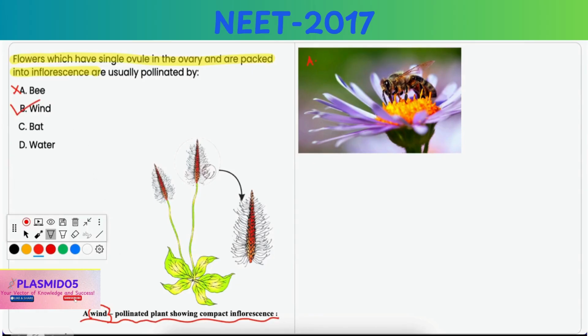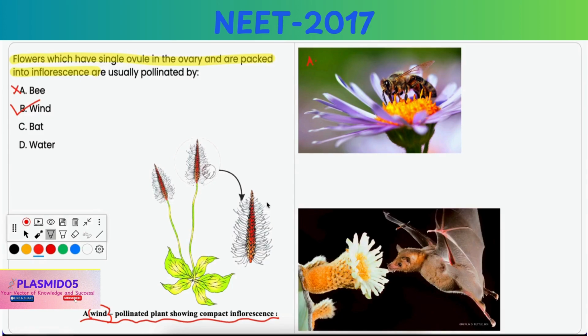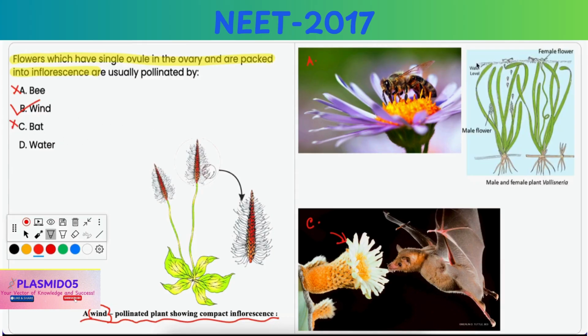Option C, bat. It is also incorrect because bat pollinated flowers are generally large and they produce a profuse amount of nectar with strong fragrances. Option D, water. It is also incorrect because water pollinated flowers are usually aquatic and they have specific adaptations for pollination through water, which is not related to the single ovule flowers in dense inflorescence.